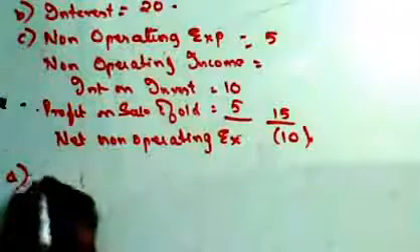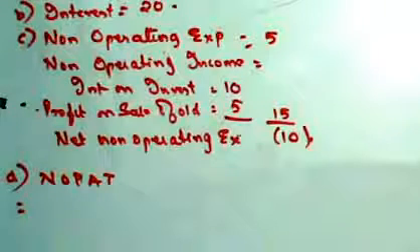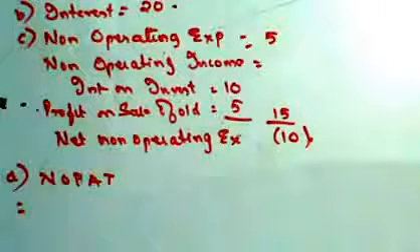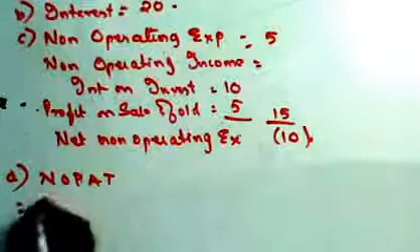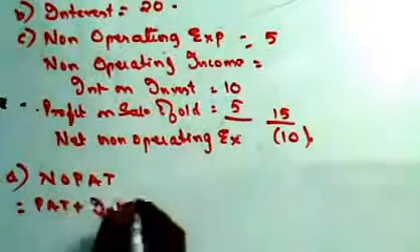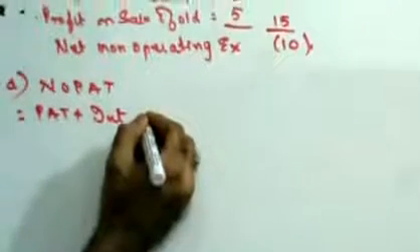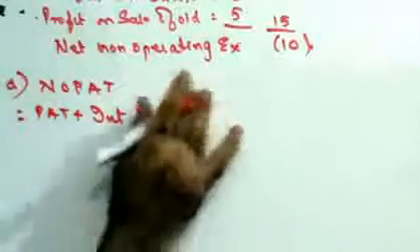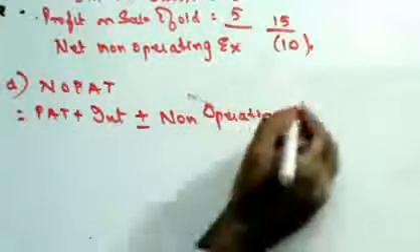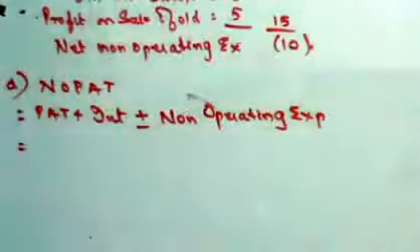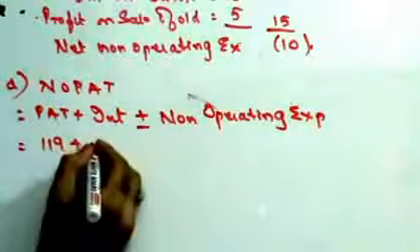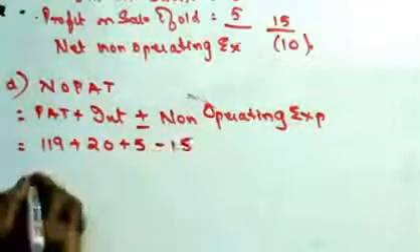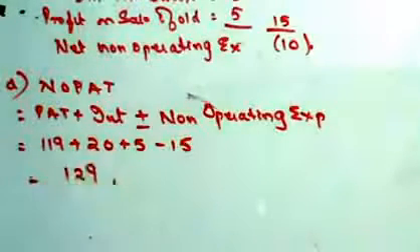Now, once you have this, then you can find out your non-operating profit after tax. Now, there are some authors who do it differently. I'll show you both the methods, right? One, I'll show you what we are doing, and then I'll show you the other method also. Now, non-operating profit is nothing but your profit after tax, add interest and add or less your non-operating expenses, depending upon whether you get positive or negative. Profit after tax is 190, interest is given to you as 20, your non-operating expenses are given to you as 5, non-operating income is 15, so this is going to be 129. So this is one method of doing this.